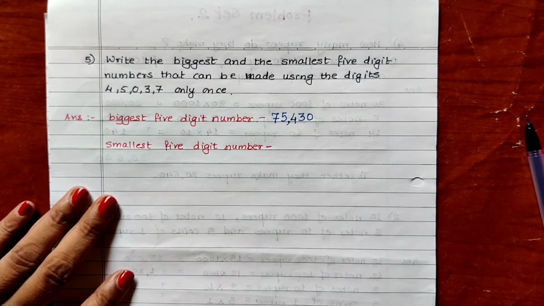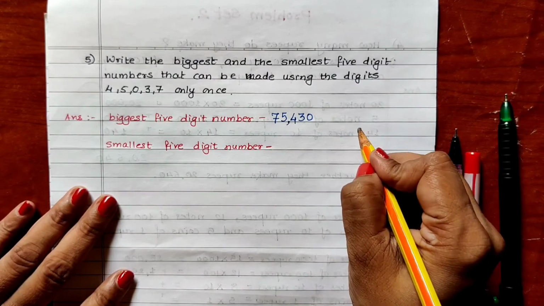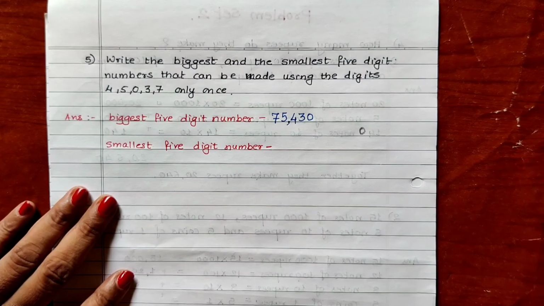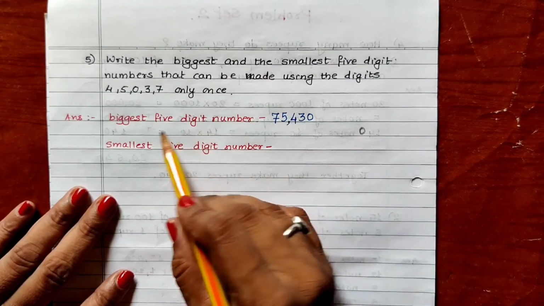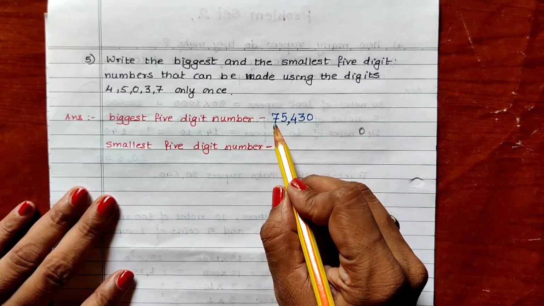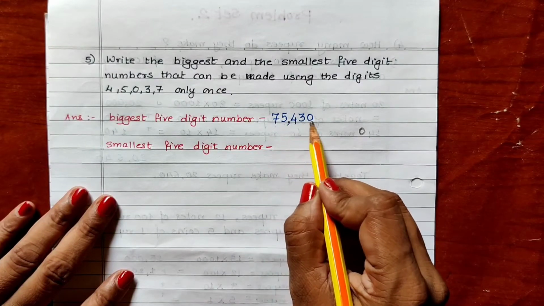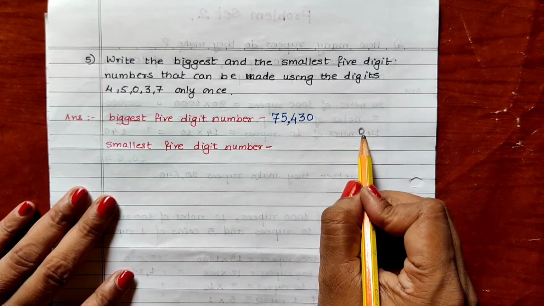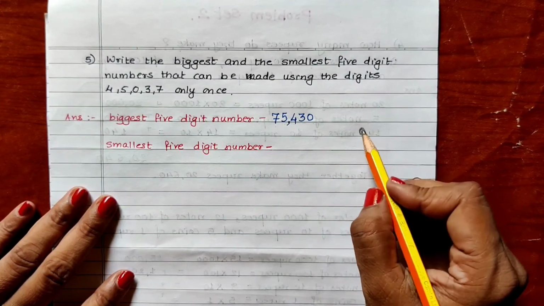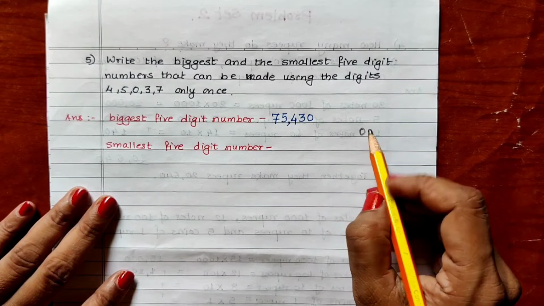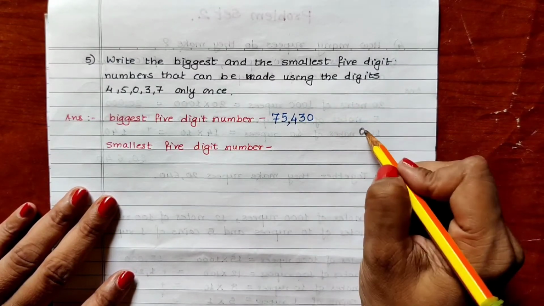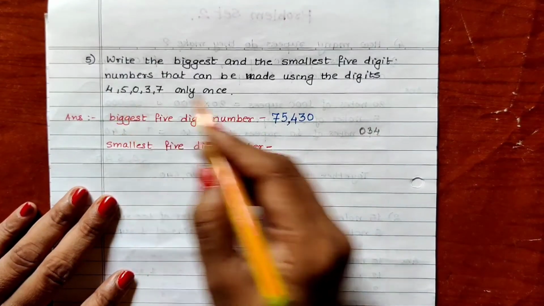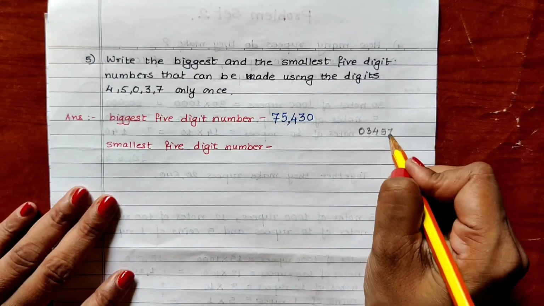For example, if I write 0 first, here I am writing with pencil, 0 is the smallest number. As we have seen in the biggest number, we started from the biggest, then went smaller and smaller. In the smallest 5-digit number, we start from the smallest and keep going bigger. So after 0, the bigger number is 3, then 4, then 5, and then 7.